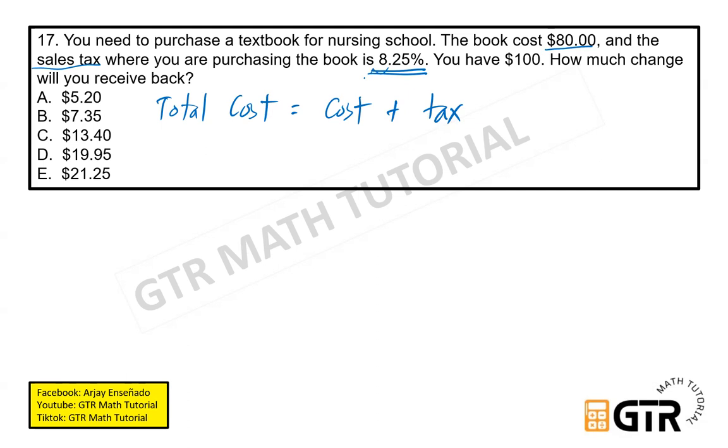8.25%, move lang natin ng dalawa. Tapos tanggalin yung percent. So therefore that is 0.0825. Okay? So therefore ang magiging total cost natin ay equal sa $80 plus $80 multiplied by 0.0825. Okay, so yan yung total cost. Tapos meron daw tayong 100. Yung total cost ay isasubtract natin sa 100 para makuha natin yung change. How much change will you receive back? Okay, so multiply lang natin ito.